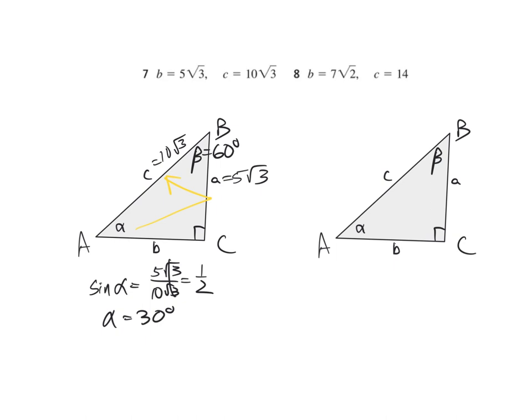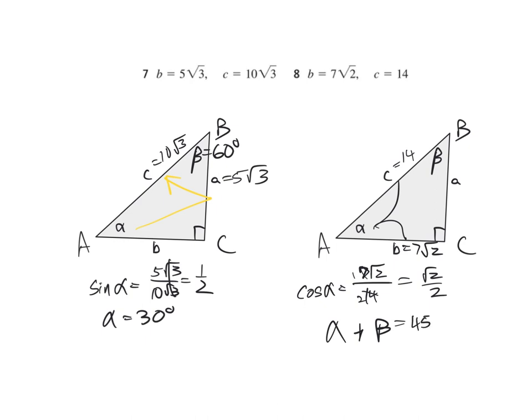All right. And number 8, B is 7 square root of 2. C is 14. Again, I'm just going to use alpha as the adjacent leg and the hypotenuse. So the cosine of alpha is equal to 7 square root of 2 over 14, which is square root of 2 over 2. Okay. So where's the x value, square root of 2 over 2? That's 45 degrees. So alpha and beta are 45 degrees. Okay, well, what is A then? Well, A and B, if those are 45, then A and B are the same. So A is equal to 7 square root of 2.